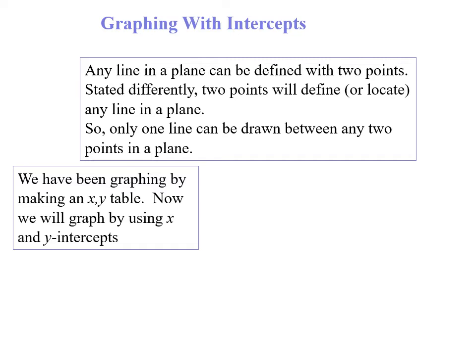Up until this lesson, we have been graphing by making XY tables. Now we want to graph with intercepts. Any line in a plane can be defined with 2 points. Stated differently, 2 points will define any line in a plane. So only one line can be drawn between any 2 points in a plane. Let's use that information. Now we will graph by using x and y intercepts.